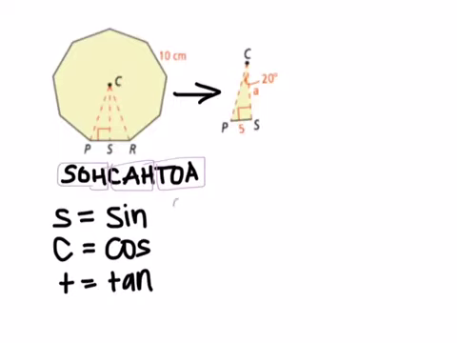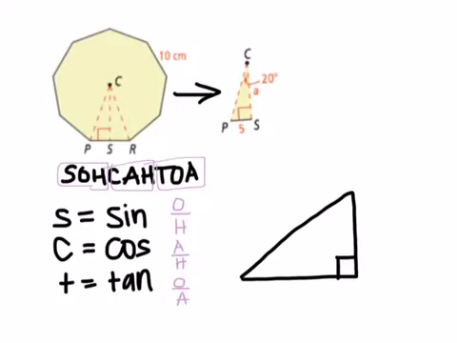Sine is equal to opposite over the hypotenuse, and I'll tell you what these are later. Cos stands for adjacent over hypotenuse, and tan stands for opposite over adjacent.